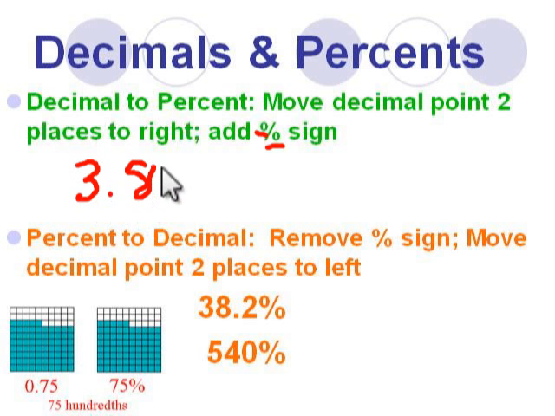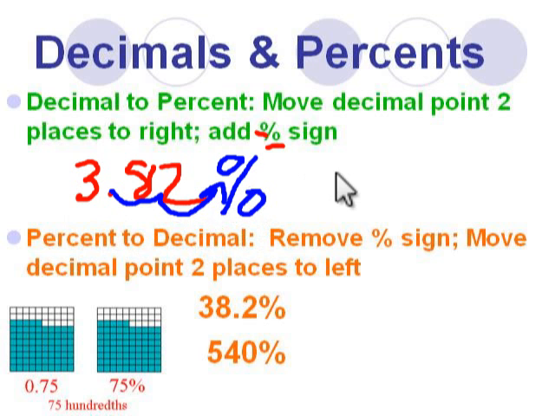3.82, we're going to change that into a percent by moving the decimal point 2 places to the right, and since we have to put the percent sign on the right side, we're going to move the decimal point 2 places to the right, so that equals 382%.